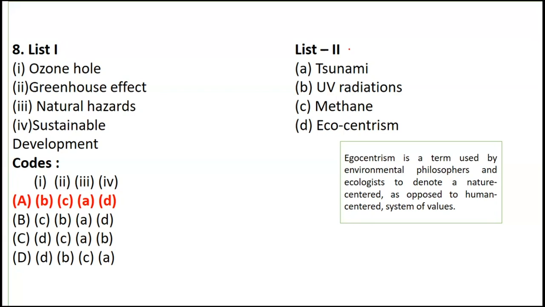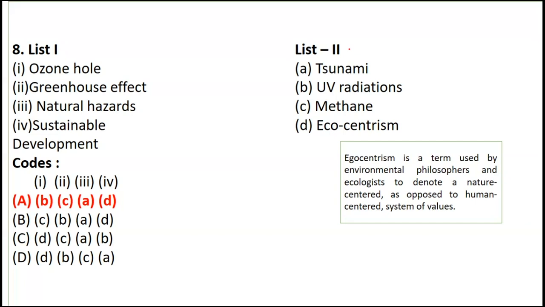Now, what is this term ecocentrism? In case you're hearing it for the first time, please make a note of it. It is a term used by environmental philosophers, the ones who deeply think about the environment, and by ecologists, to denote a nature-centered as opposed to human-centered system of values. So basically it is towards the environment.